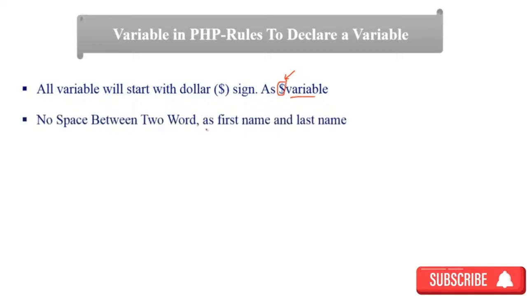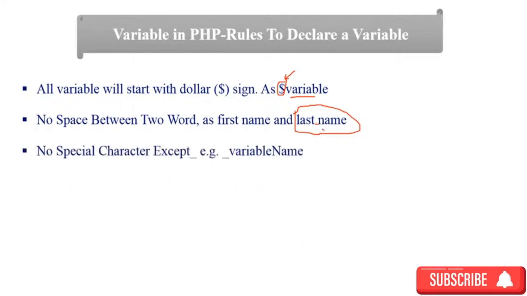No space between two words, such as first name and last name. For example, your variable is last name. This is your variable. You can see that there is a space. Space is not allowed in a variable declaration. You have to use an underscore or use camel case to fix this space. No special characters except underscore.